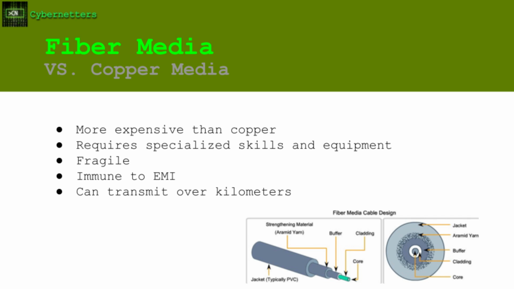So you might be wondering, when should I use what? So what I would do is use fiber when high speed, long distances, and EMI resistance are needed. So for example, the internet backbone, data centers, and WAN links. I would use copper when cost is a factor and short distances are sufficient. So for example, home networks and office LANs.